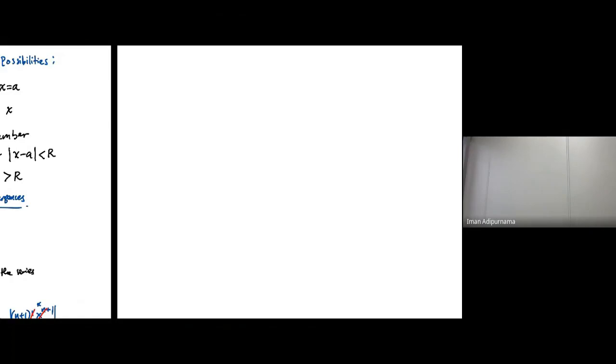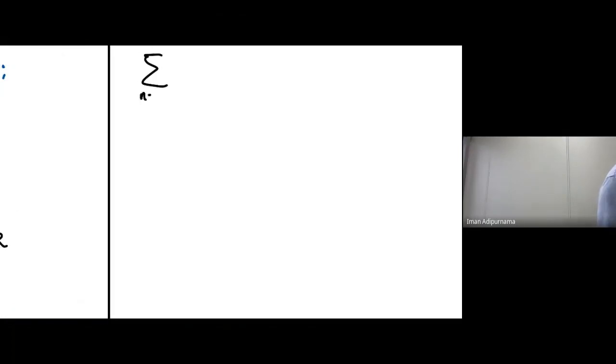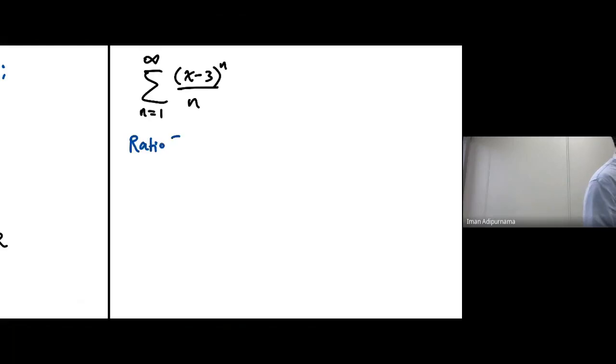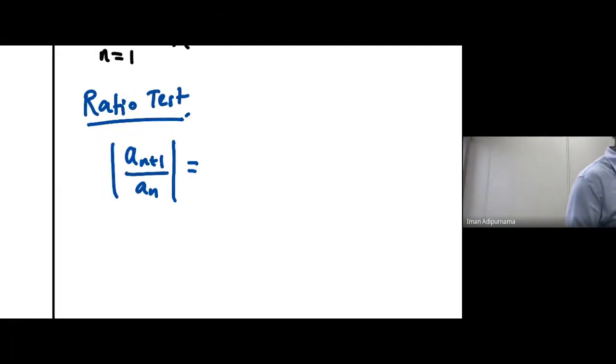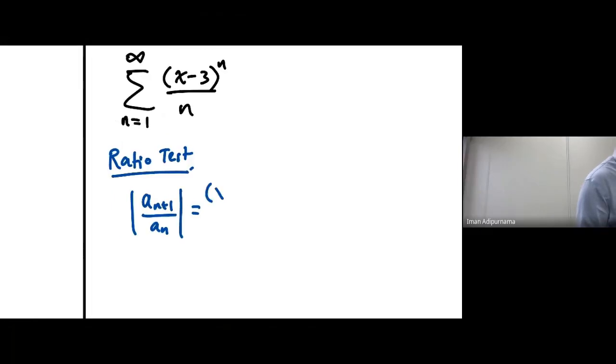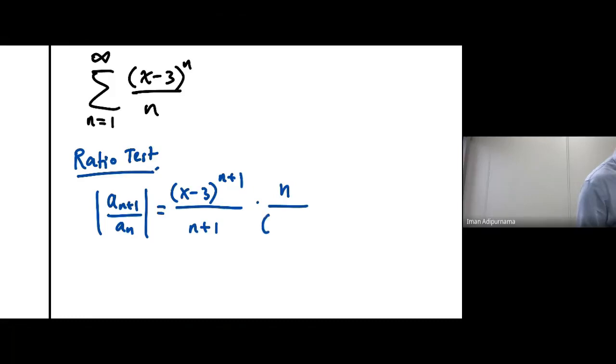The series is from n equals 1. The question is, for what values of x does the series converge? First, for every power series, we will start by using the ratio test. We write a_(n+1) divided by a_n. I will put the limit later. I will solve the ratio first. So this will be (x minus 3) to the n plus 1 divided by n plus 1, multiplied by n over (x minus 3) to the power of n, and this will have the absolute value.